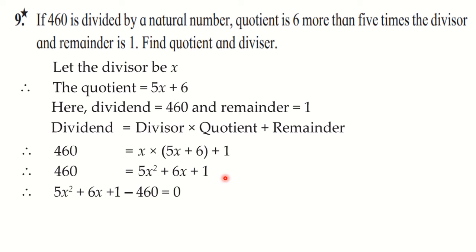But while writing, write it on LHS and write equal to 0. So 5x square plus 6x plus 1, and this 460 positive has become negative. Actually we are shifting it to this side, but while writing we change the side and write. Now you can subtract. So what will you get? 5x square plus 6x minus 459 is equal to 0.